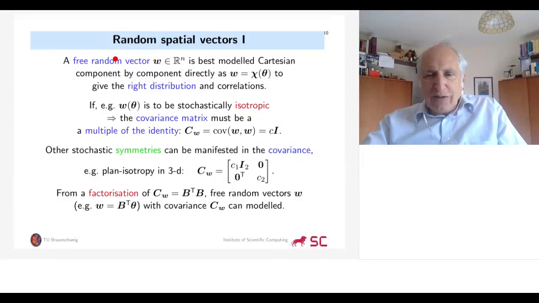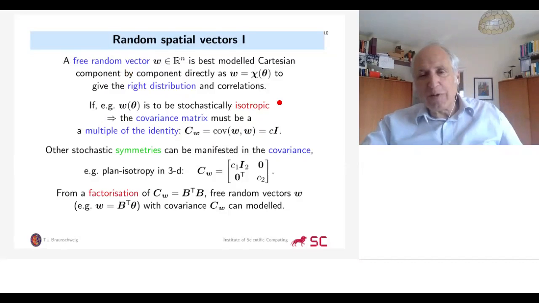And now, if this random vector has to have some stochastic properties, for instance, it has to be stochastically isotropic, as an example, that means the same probability pointing in any direction. Then the covariance matrix must be isotropic. The covariance matrix of a vector being isotropic means it has to be a multiple of the identity. So by modeling the covariance in the proper way, we can produce a random vector which has this property.